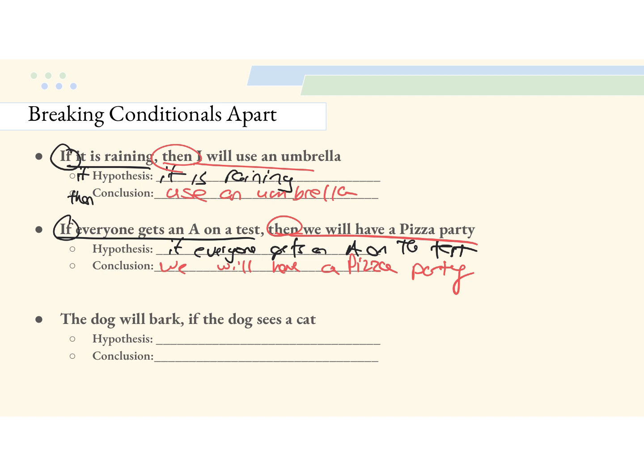And then the last one here, the dog will bark if it sees a cat. Now, this is a little bit out of order, but there's a condition, which is that the dog needs to see the cat first. So notice how the if does not come at the beginning of the sentence here.